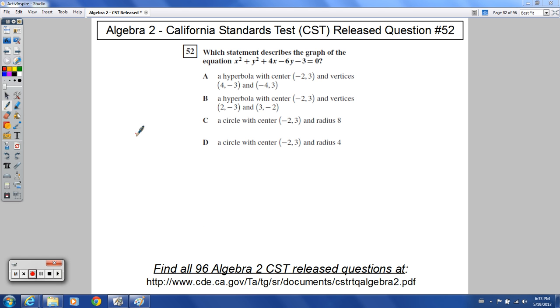Hey, welcome to Algebra 2 CST release question number 52. Here's what it says. Which statement describes the graph of the equation x squared plus y squared plus 4x minus 6y minus 3 equals 0?